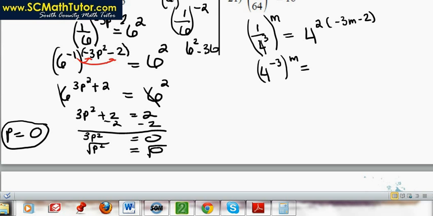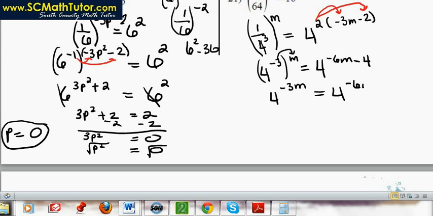So here I'm just going to go ahead and distribute and simplify that. A power to a power, you multiply, and since it's two things, you're just going to have to use the distributive property to address both. So 4 to the negative 3m is negative 6m, and negative 2 times negative 2 is 4. Okay, here I'm also going to do the same thing, power to a power, multiply. So this is 4 to the negative 3m equals 4 to the negative 6m minus 4.